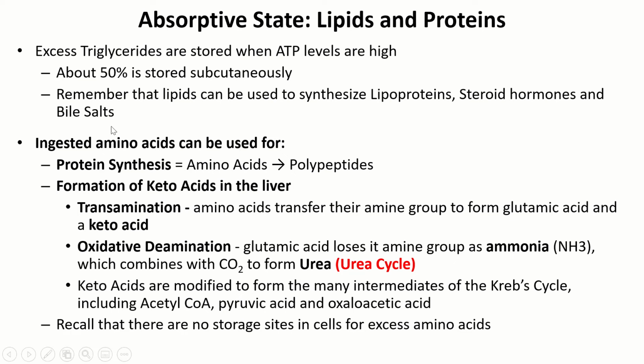So amino acids are important because they are used for protein synthesis. Recall that amino acids will assemble into polypeptides, and those then can coil up to form a functional protein. Now, within the liver itself, the liver is going to form what are known as keto acids with these amino acids. And what's really important here, and I should have this higher in the notes, is that there's actually no storage sites for excess amino acids. So even if you have storage for fats or storage for excess glucose, amino acids don't work that way. And that's why we have to discuss the formation of keto acids in the liver.